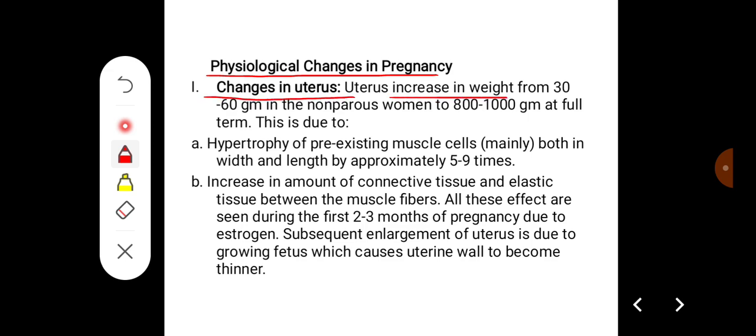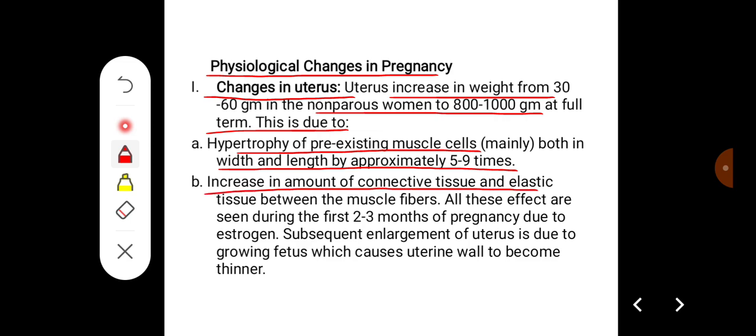Uterus increases in weight from 30 to 60 grams in nulliparous women to 800 to 1000 grams at full term, and this occurs due to the hypertrophy of pre-existing muscles mainly, which occurs both in width and length, by approximately 5 to 9 times. Also because of the increase in the amount of connective tissue and elastic tissue between the muscle fibers.